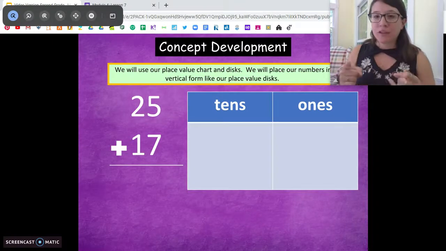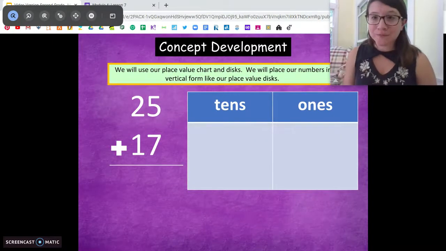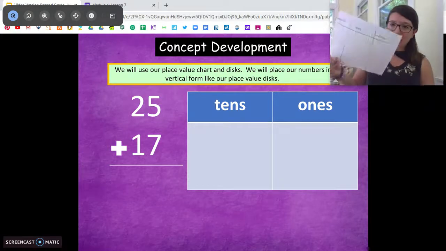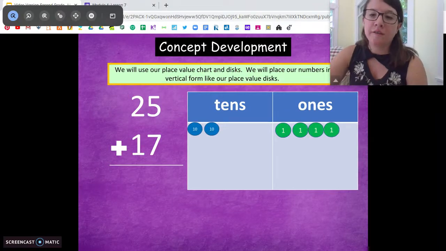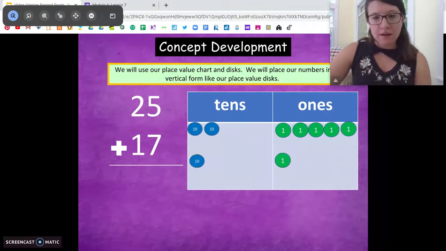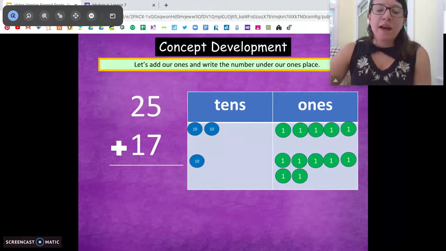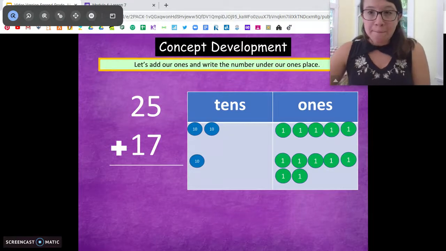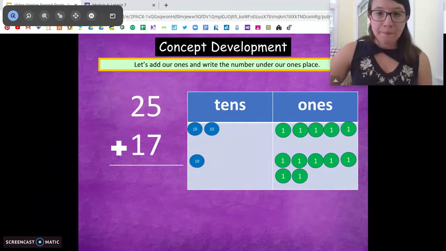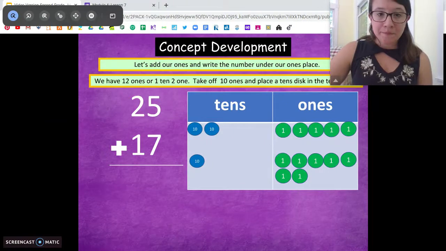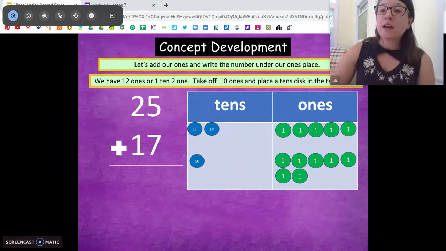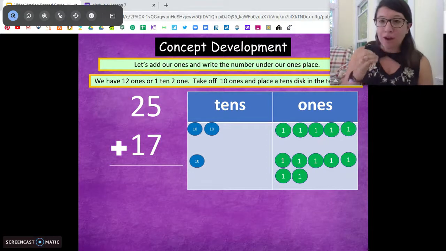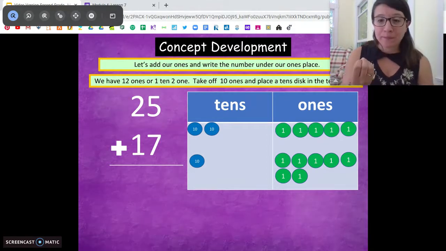All right. I want you to make this on your board. 25 plus 17. Pause and do that now. Make it on your place value chart. All right, so we have 2 10s, 5 1s, 1 10, 7 1s. How many 1s do we have? We have 12 1s, which is 1 10, 2 1s. So what are we going to do with that group of 10?